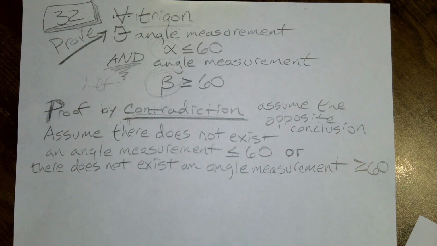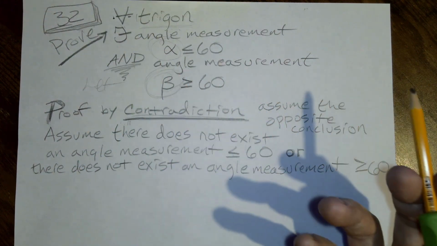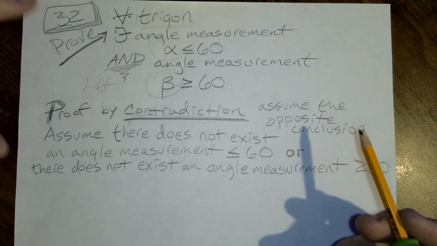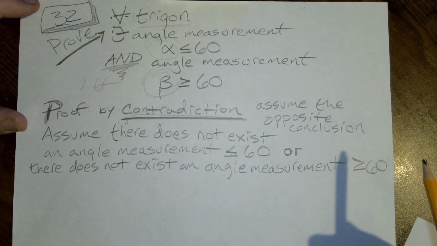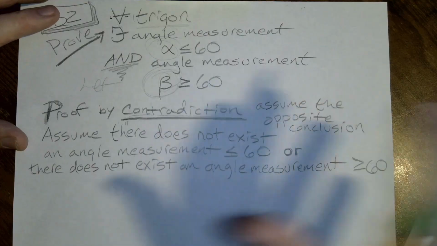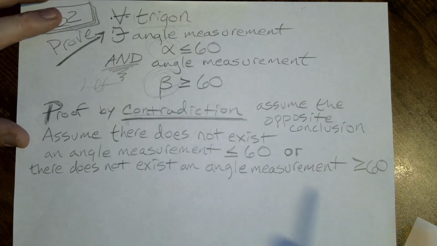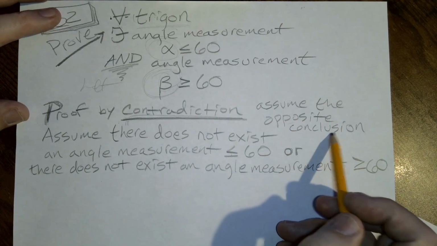Something you should have ready as a strategy, but especially with something like this, where you've got to prove something for every trigon in the universe? That's asking a lot. That's a lot of trigons. It might be easier to just contradict it and see if something ridiculous happens. Then we know that our contradiction was wrong. So we're going to assume the opposite conclusion.